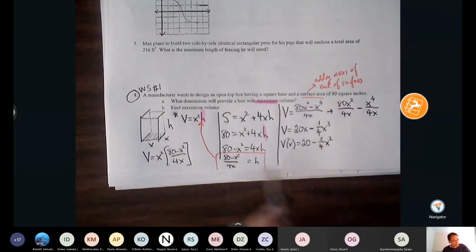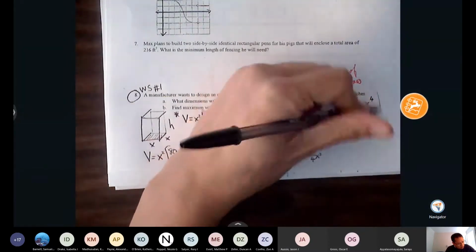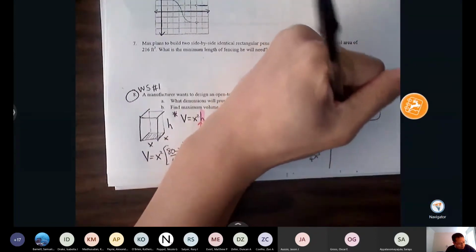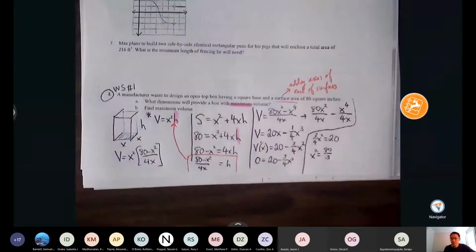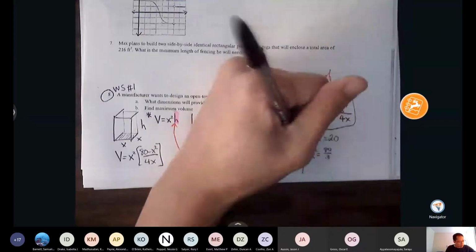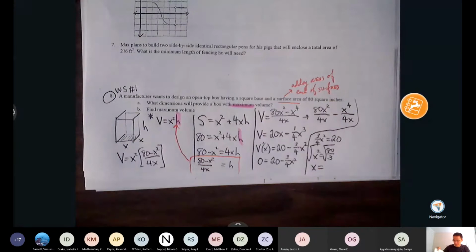Okay, we set our derivative equal to 0. And now we want to solve for x. Dividing both sides by 3/4 is the same thing as multiplying by 4/3. Take the square root. Clean that up, and we get x equals 5.164.